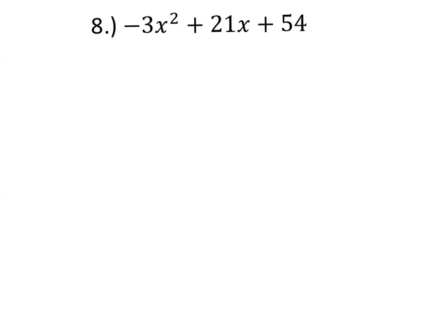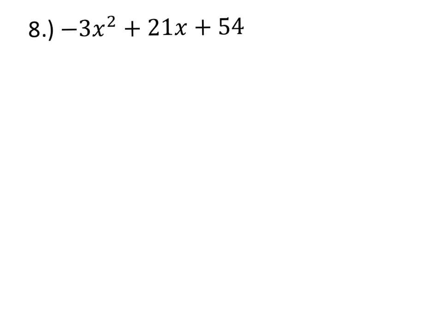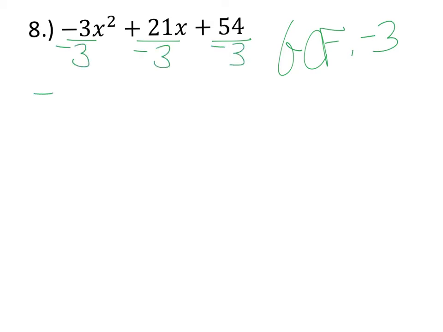If we sneak over to number 8, again, we've got a number here in front of my x squared. So the first thing I'm going to do is I'm going to try to divide each of these pieces by that GCF of negative 3, right? If that first term is negative, we always want to divide out a negative. So if I divide out negative 3, I'm left with x squared. 21 divided by a negative 3 is going to give me a negative 7x. 54 divided by a negative 3 is going to give me a negative 18.